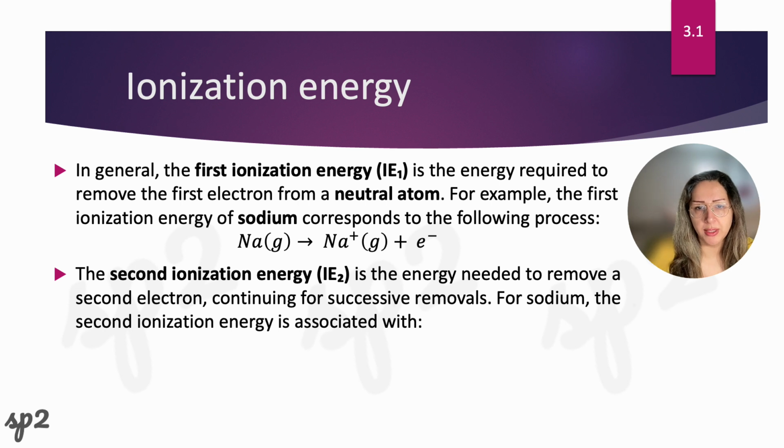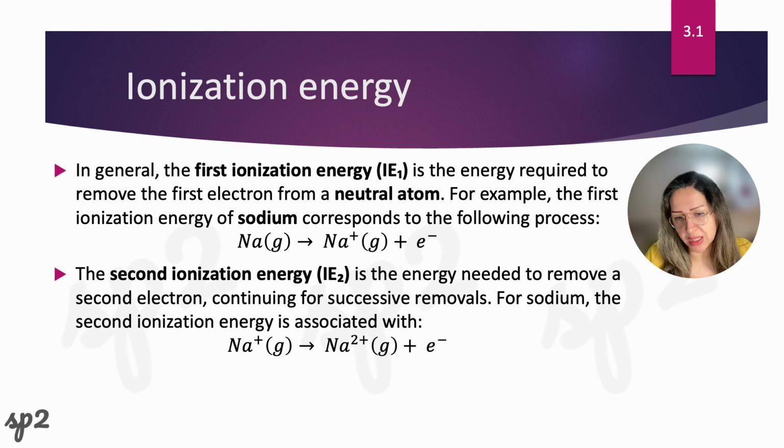You can also go ahead and add even more energy to remove the second electron, right? So the second ionization energy is going to be from the cationic form. So we have the sodium cation, we're removing the second electron, and we turn that into Na2+, right?